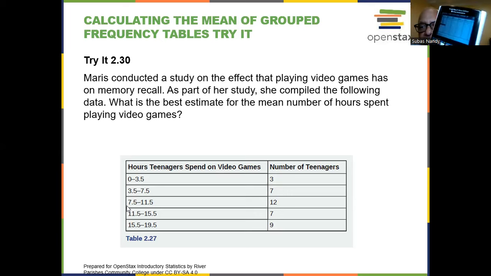Then I will press the right cursor key on the top right corner, so that the cursor moves to the first line in L2, where I will enter the number of teenagers, or frequency, which is 3, 7, 12, 7, and 9. So again, midpoints in L1, corresponding frequencies in L2.